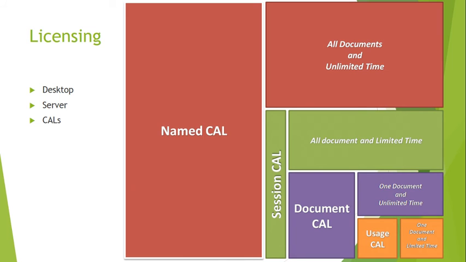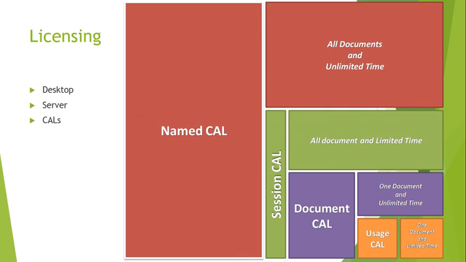There are four types of cal typically. One is named cal, another one is document cal, the third one is session cal, and the last one is usage cal. Named cal is a super cal, I can say. This is used for leasing the license, and you can also assign it to a user so that they can access all the documents which the user has access to for unlimited time. There will be no limit. And the next one is document cal. A document cal is assigned to a particular user for only one document. The user can access the document for unlimited time.